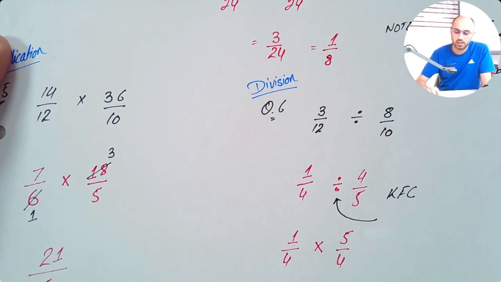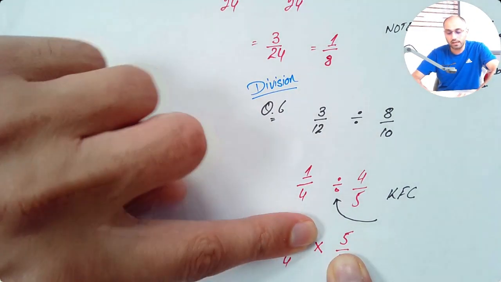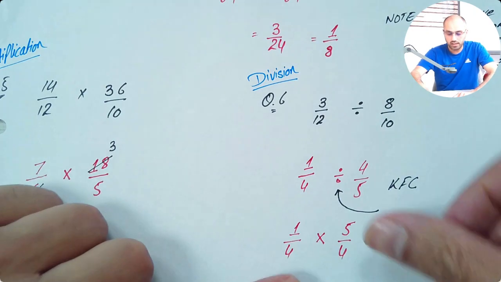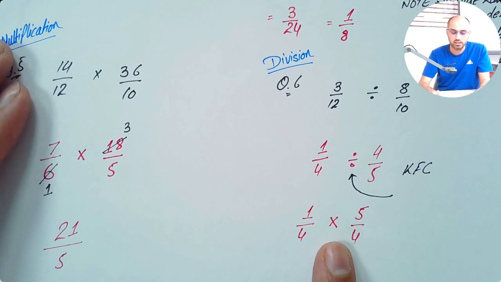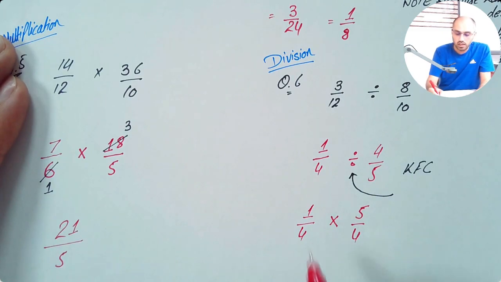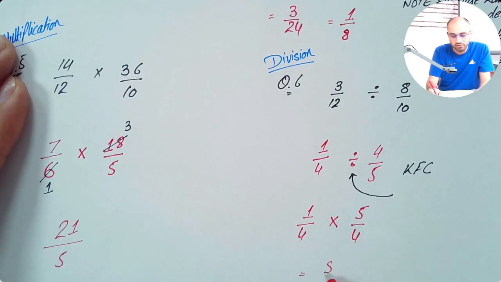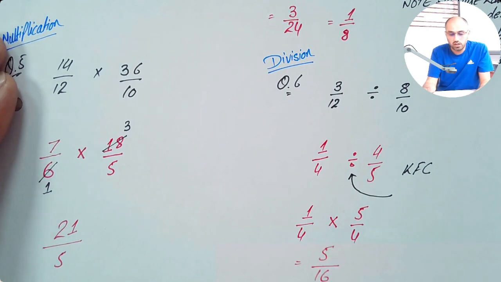Now I can ask myself, can they be simplified in diagonal? If they can't be simplified, I'll follow the same method like I did on multiplying fractions. I'll multiply 1 with 5, that will give me 5. And if I multiply the denominators, that will give me 16, and that is my answer.